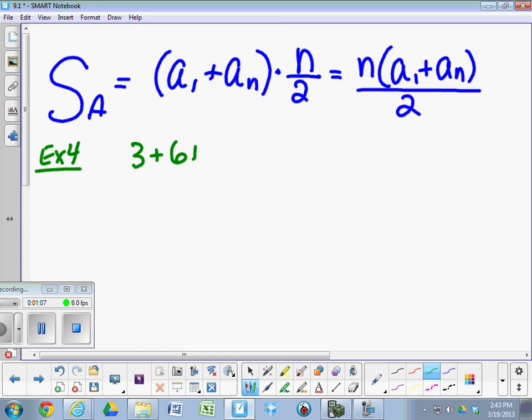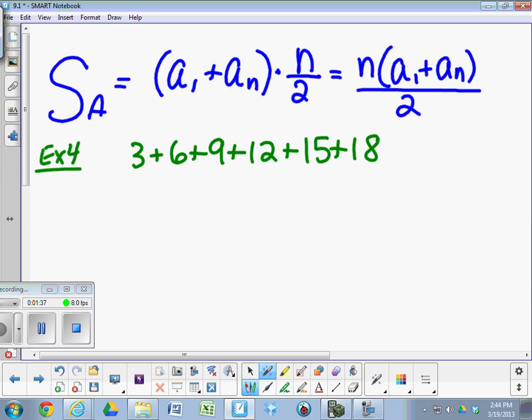Let's go 6, 9, 12, 15, 18. Question 1. Is this arithmetic? Yes, this isn't in your packet. I'm just creating a couple new examples to summarize. Is it arithmetic? Yes. Common difference? 3. It's growing by 3 every time. Does it stop? Yes, it stops at 18, so it's called finite.